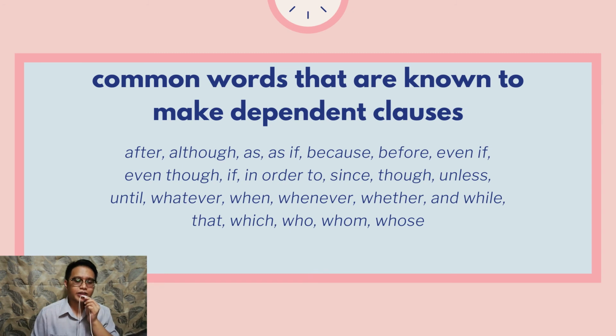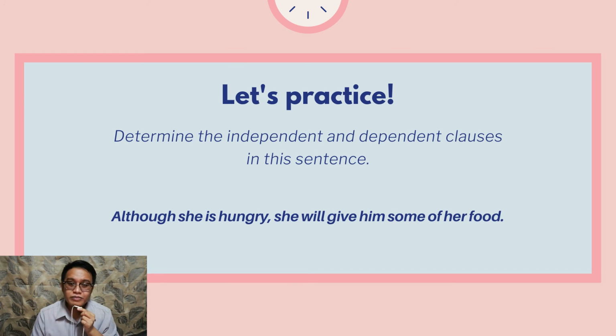Okay, let's have a practice pa di. Excited si Sir, excited. Okay, let's have a practice. Determine the independent and dependent clauses in this sentence. So the sentence is, although she is hungry, she will give him some of her food. Okay? So asa ani ang atong dependent clause? Asa pud ani atong independent clause? Which one? I'll give you 30 seconds. Pause this video and then determine asa ang dependent o independent clause. Okay? Write them down and let's check later on.